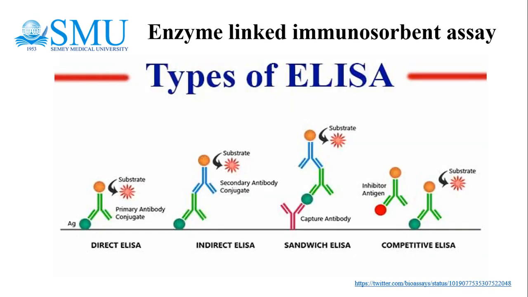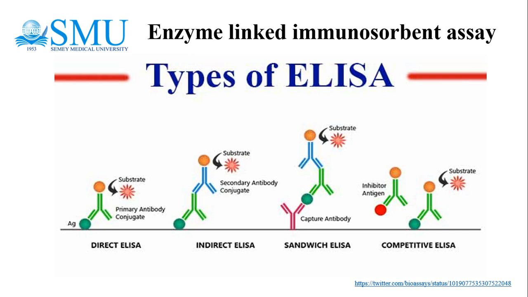And the next is ELISA, enzyme-linked immunosorbent assay. On this slide, you can see types of ELISA: direct ELISA, indirect ELISA, sandwich ELISA, and competitive ELISA. Direct ELISA is used for detection of antigen in test serum.